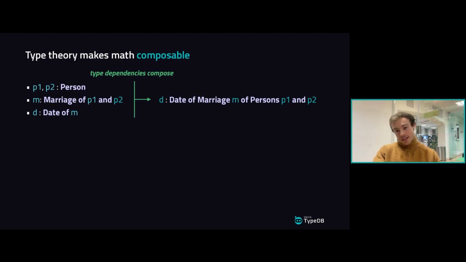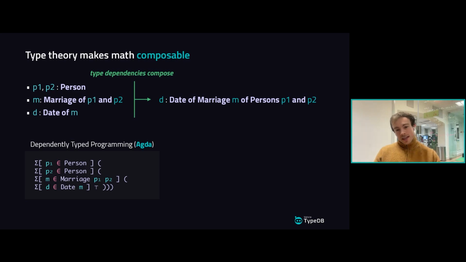And this is something that type theorists can actually formally write out. So here's how a type theorist would write it in a dependently typed programming language. I'm picking Agda here, which is one of the most popular dependently typed programming languages. They could write Sigma. Sigma is the symbol for dependent pair types, which we just met. They could write Sigma P1 in Person, P2 in Person, M in Marriage P2 P1, and D in Date of M.